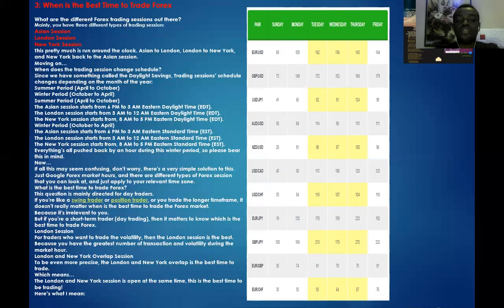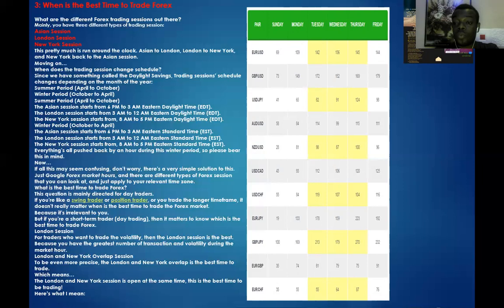The London section starts from 3 a.m. to 12 a.m. Eastern Standard Time. The New York section, these are different time zones. Okay. Now, what are the three major trading sections we have? We have the London, the Asian, and the New York section.